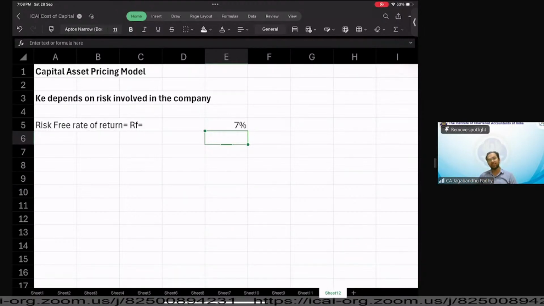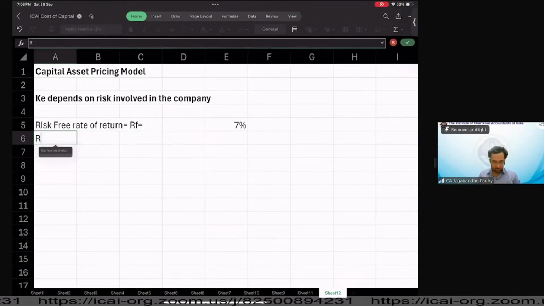Will you expect the same 7% or more than 7%? More than 7%, right? It depends on the risk. Whatever the risk is, based on that risk, I will be expecting a greater return.